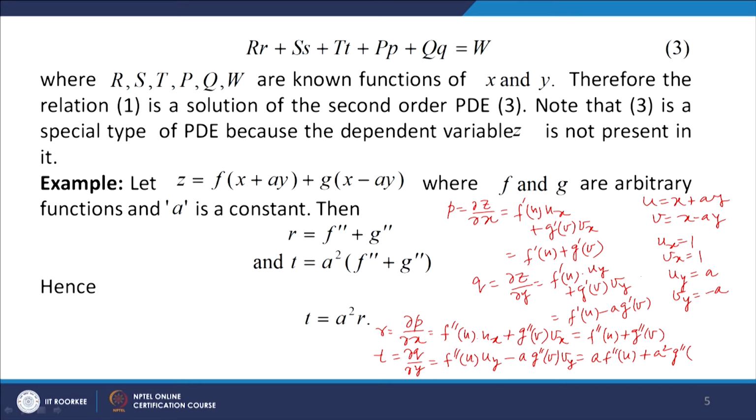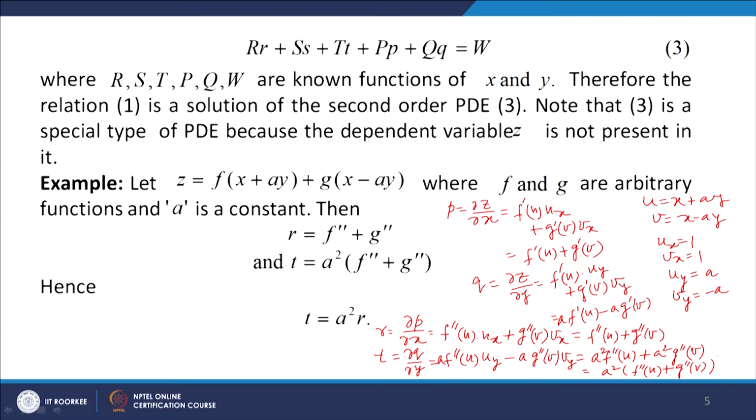Here, when we differentiated z with respect to y, we got f dash u into uy, and uy is equal to a. I have not written a here. So this is a square, a square f double dash u plus a square g double dash b, and this is equal to a square times f double dash u plus g double dash b.